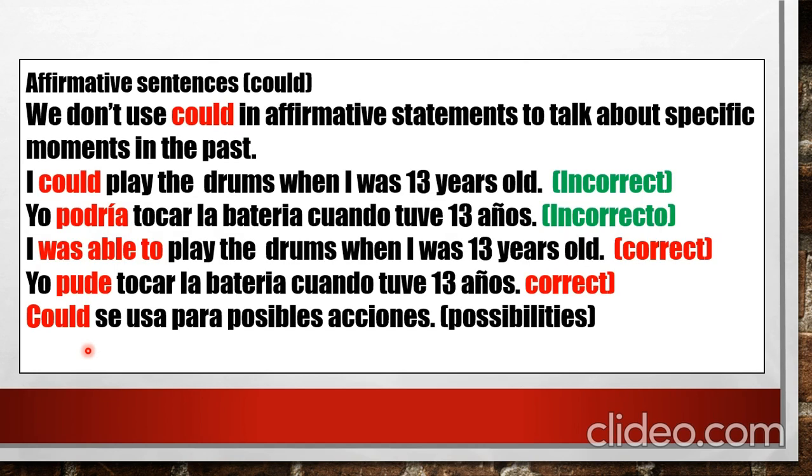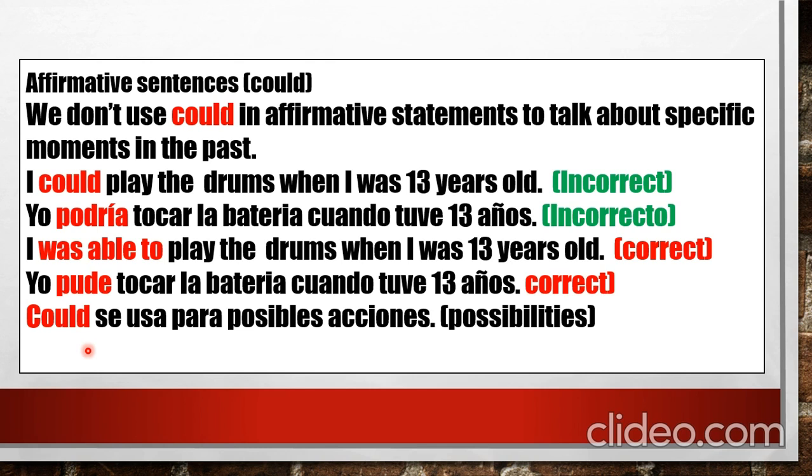After that, we have could. Remember, in affirmative sentences, we don't use could to talk about specific moments in the past. So, if you say, I could play the drums when I was 13 years old, is incorrect, because in Spanish is yo podría tocar la batería cuando tuve 13 años y no tiene sentido. So, you should say, I was able to play the drums when I was 13 years old. This is the correct way. So, in Spanish, yo pude tocar la batería cuando tuve 13 años. Esa es la forma correcta.